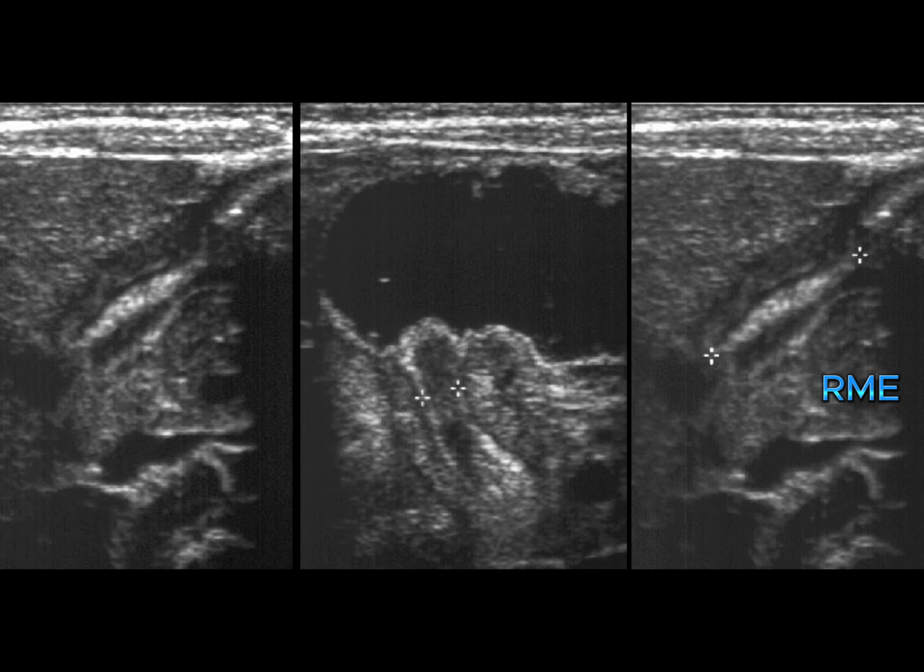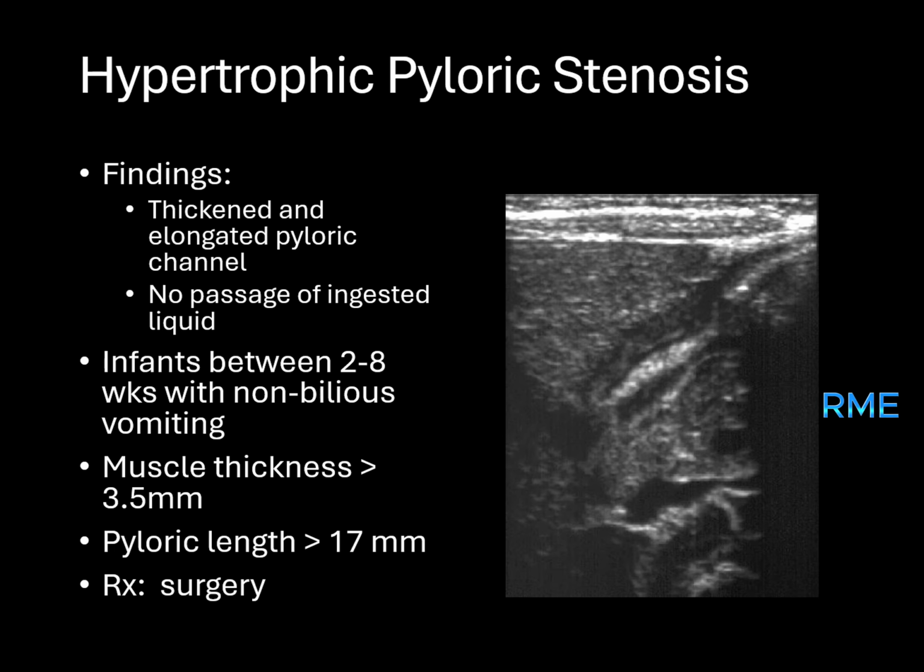What abnormalities do you notice in this image? This image shows a thickened and elongated pyloric channel with no passage of ingested liquid. These findings are characteristic of hypertrophic pyloric stenosis. The pyloric muscle is hypertrophied, leading to obstruction.